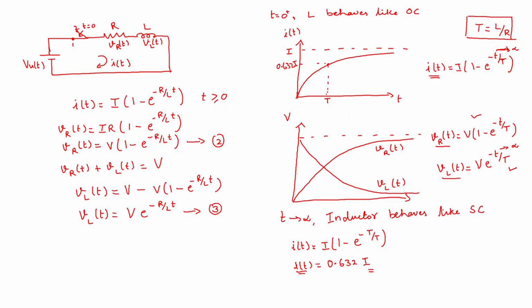In this case, because the current is rising exponentially, this case is called the rise of current case. In the next video, we will see another case where the circuit is disconnected from the supply, which will be called the decay of current case. That will be discussed in the next video.